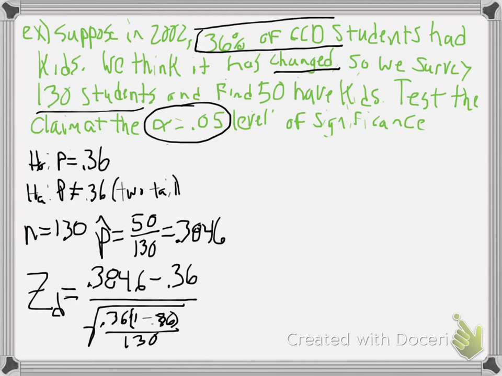What I would do is 0.3846 minus 0.36, enter. That is 0.0246, it's showing in my calculator. Then I press divide, so it takes my answer and divides, and I press second square root 0.36 parenthesis 1 minus 0.36 end the parenthesis divided by 130 end the parenthesis, and we get 0.5843. So I've completed step 2.